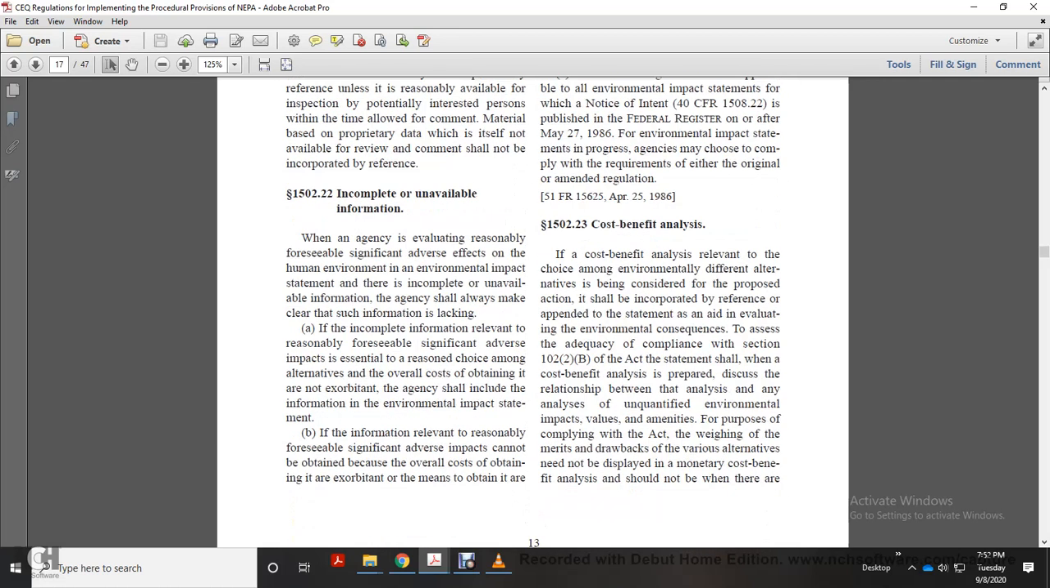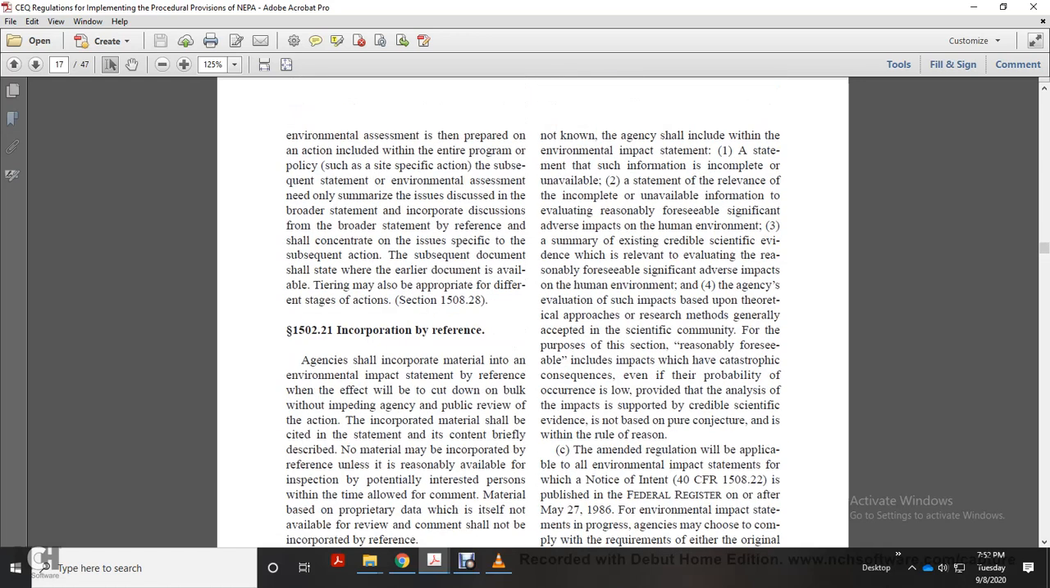1502.22 Incomplete or unavailable information. When an agency is evaluating reasonably foreseeable significant adverse effects on the human environment in an environmental impact statement and there is incomplete or unavailable information, the agency shall always make clear that such information is lacking. If the incomplete information relevant to reasonably foreseeable significant adverse impacts is essential to a reasoned choice among alternatives and the overall cost of obtaining it is not exorbitant, the agency shall include the information in the environmental impact statement. If the information cannot be obtained because the overall cost is exorbitant or the means of obtaining it are not known, the agency shall include within the environmental impact statement a statement that such information is incomplete or unavailable.